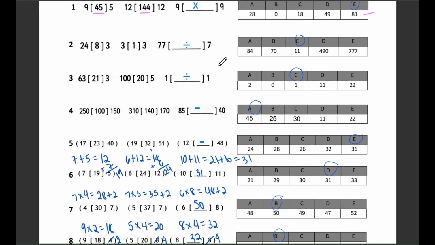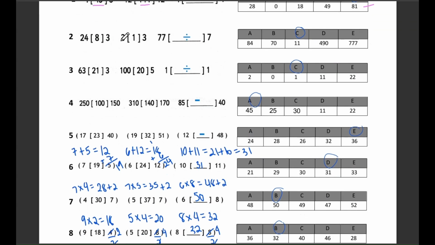Next, question 2. We have 24, 8, 3, then 39, 13, 3, and finally 77, blank, 7. Our options are A, 84, B, 70, C, 11, D, 490, and E, 777. The right answer here is C, 11. This time the pattern is division. 24 divided by 3 is 8. Therefore, 77 divided by 7 is 11.